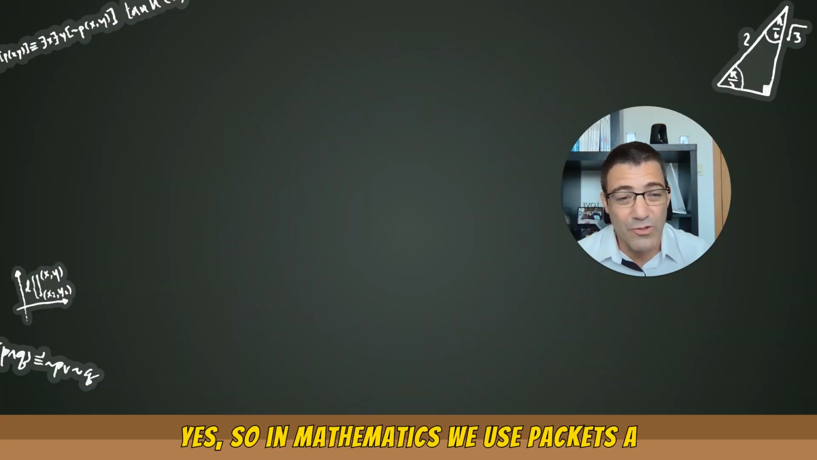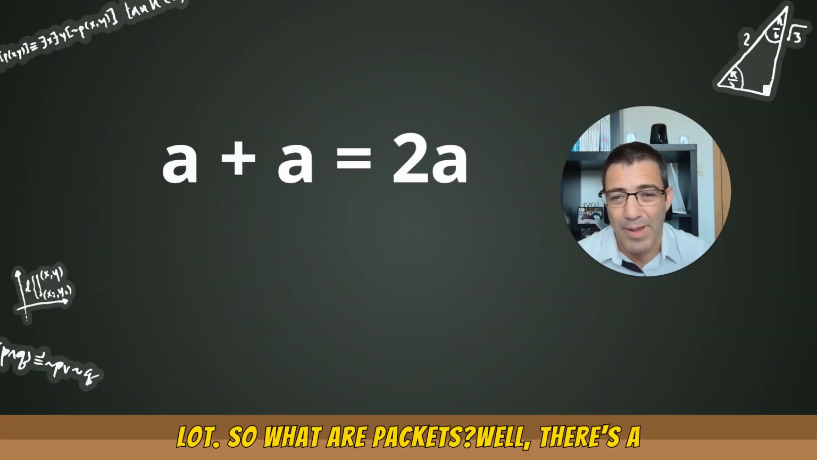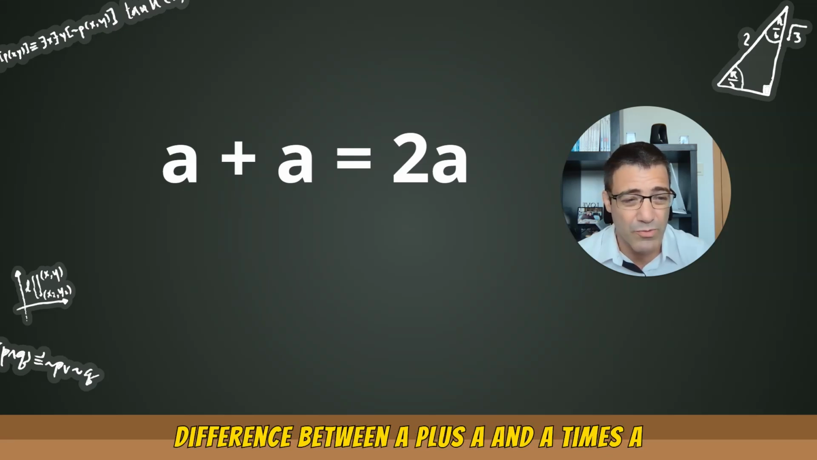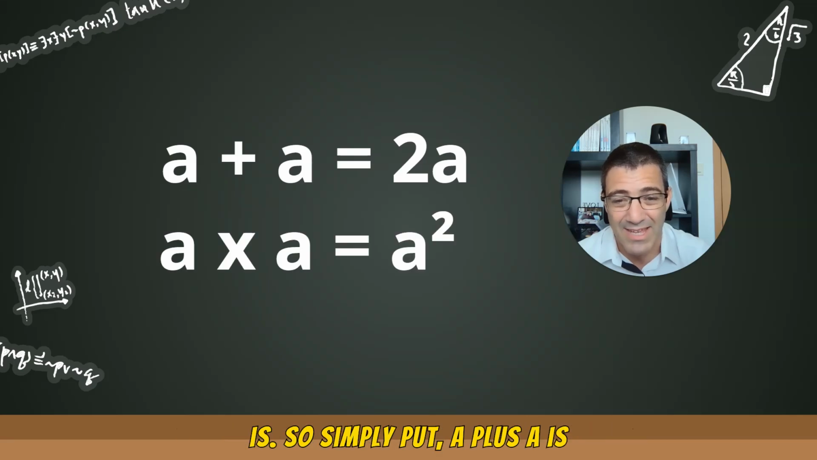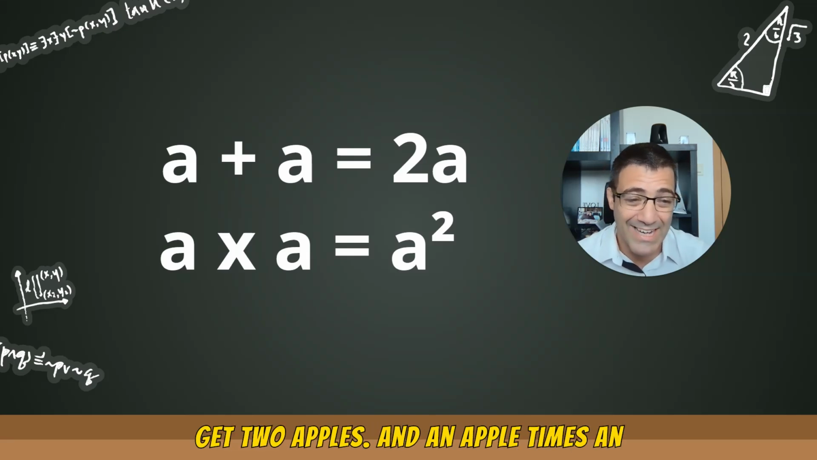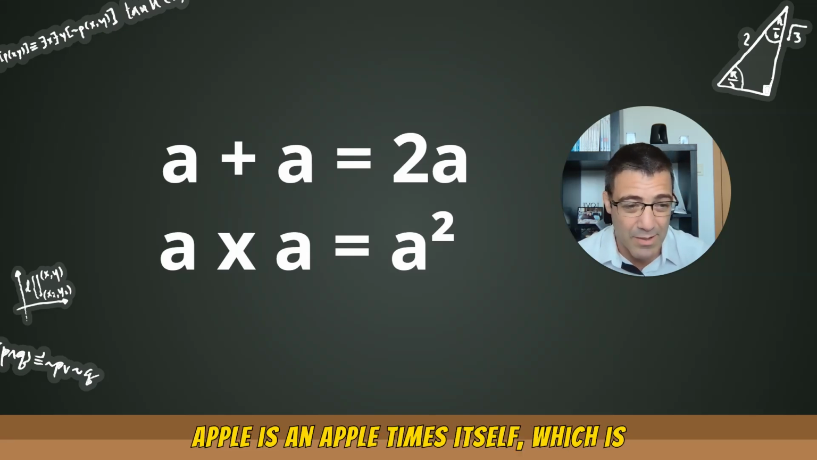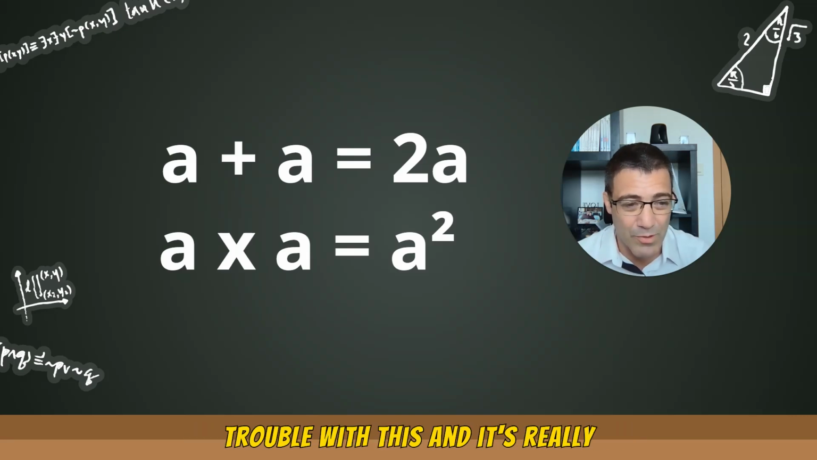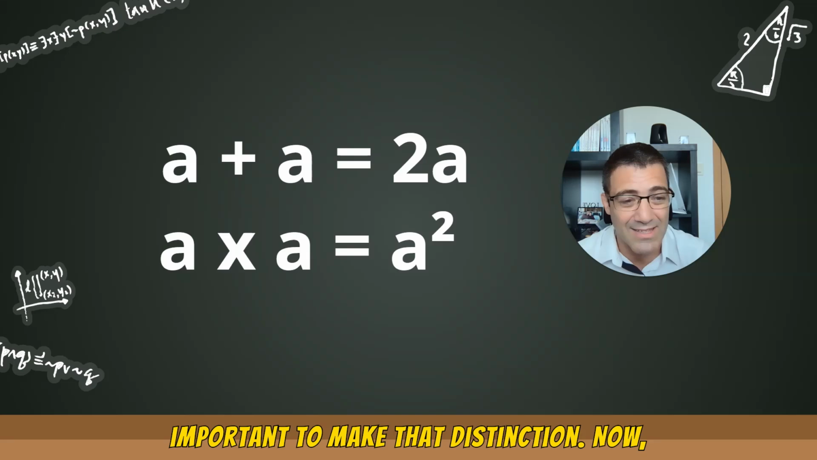Yeah, so in mathematics, we use packets a lot. So what are packets? Well, there's a big misconception about what the difference between a plus a and a times a is. Simply put, a plus a is 2a. That's an apple plus an apple. You get 2 apples. And an apple times an apple is an apple times itself, which is an apple squared. A lot of kids have trouble with this, and it's really important to make that distinction.